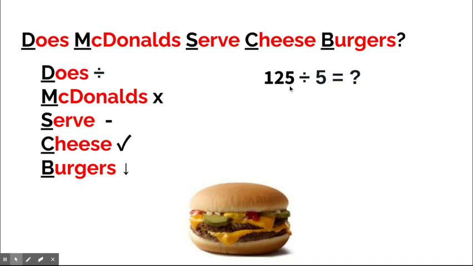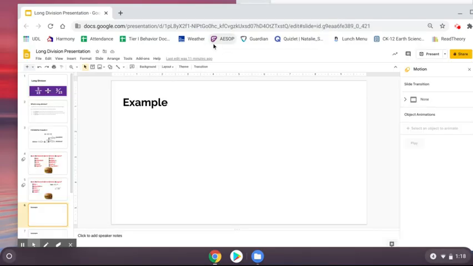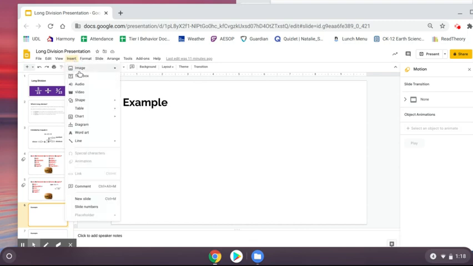So we have 125. That is the number that we're starting with. That is going to be our dividend, divided by the divisor, number 5, equals, we don't have our quotient yet. So our dividend goes inside of the house. 5 is our divisor, our visitor. It's going to come knock on the door, knock, knock. And then we are going to work through this problem together by creating a Google drawing.